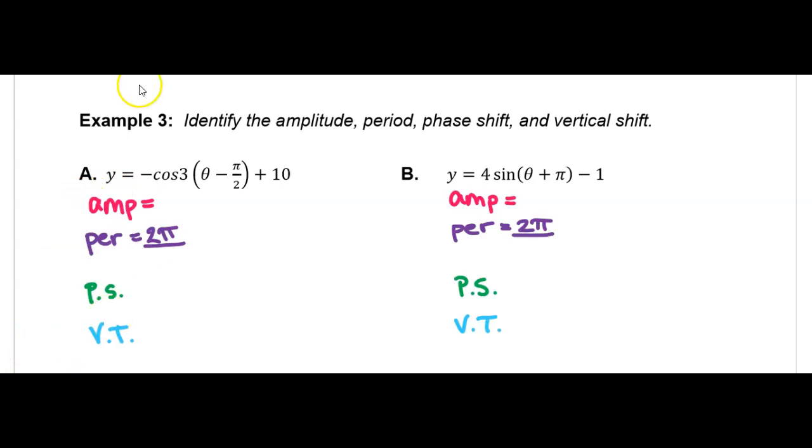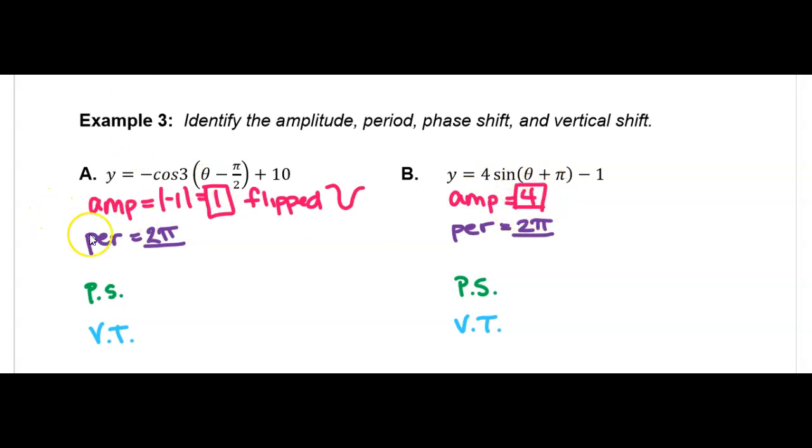Okay, so let's see how you did. For amplitude, for our first graph, our A value is -1. So our amplitude should be the absolute value of -1, which is 1. And the graph is flipped, so our cosine is going to look like a valley versus a hill. For example B, our amplitude is going to be 4, the absolute value of 4.